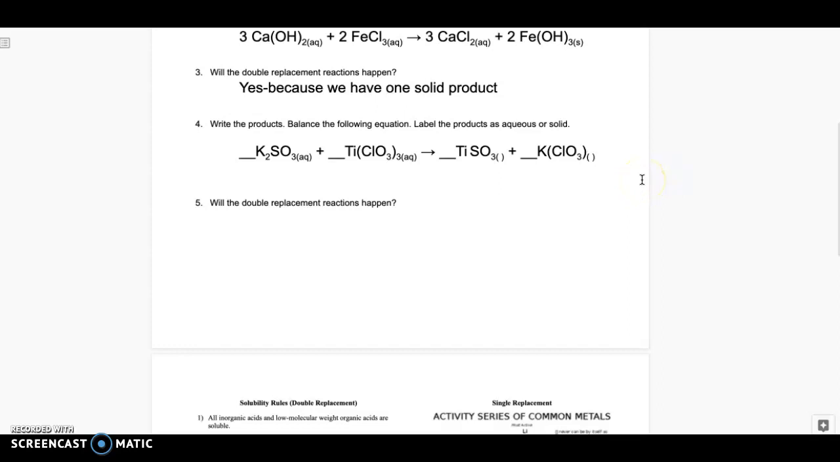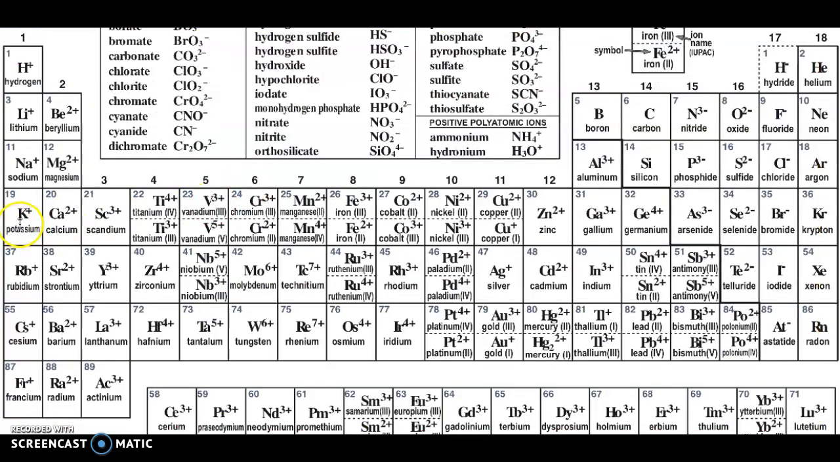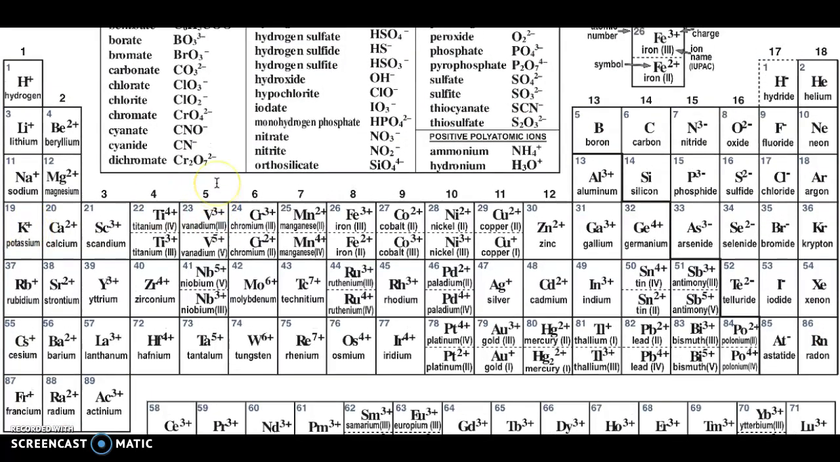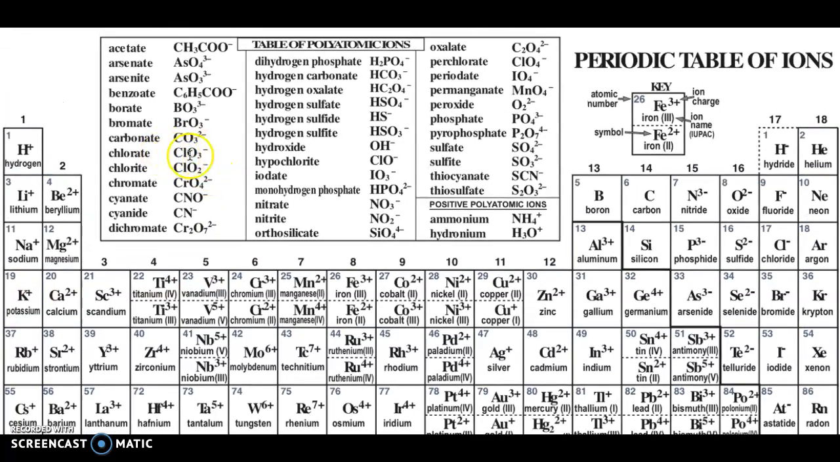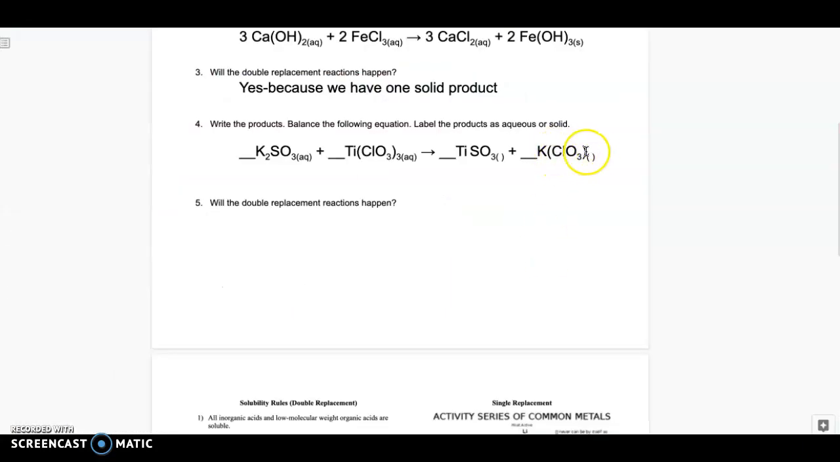Okay, so now I got to look for charges of stuff. I'm going to start with this one because we're going to be able to find those pretty easy. Potassium right here is a +1. And ClO3, chlorate right here is -1. So that one, the +1 and the -1, they cancel out. So I just get KClO3.